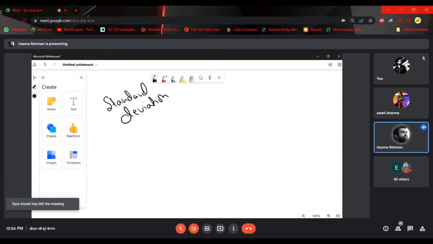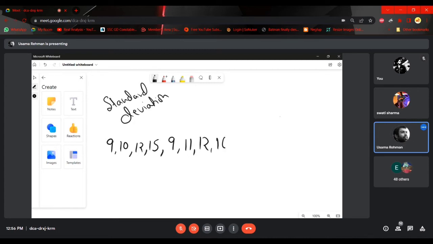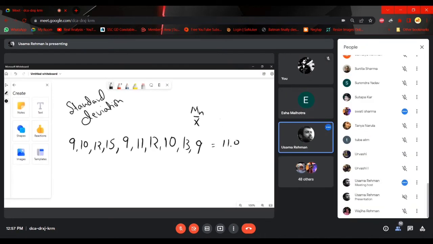Let's say we have the scores 9, 10, 12, 15, 9, 11, 12, 10, 13, 9. Cool? Yes, sir. The mean is represented somewhere; in some books they write mn, in some places they write x bar. So do not get confused. Tell me what is the mean here. 11. Cool. Right. So we create a table.